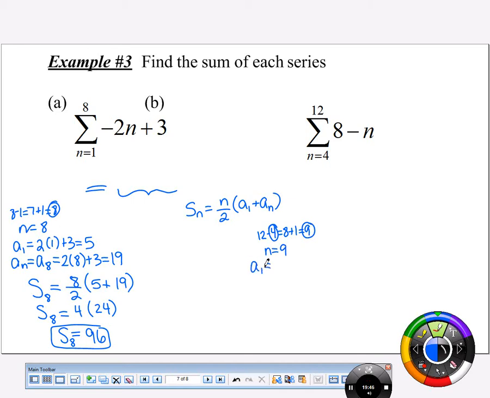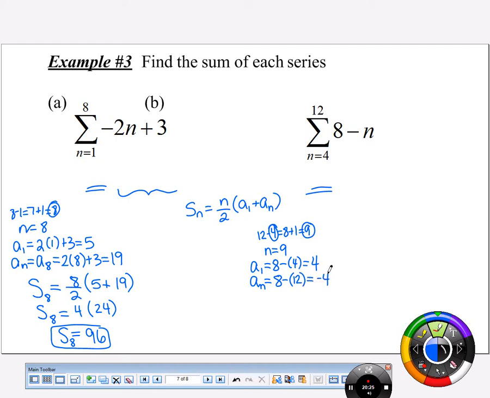The first term in this case, when you look at the directions right here on the sigma, it says the first thing you're going to do is plug in 4. So we're not going to plug in 1 to find out what the first term is. We're actually going to plug in 4. So I'm going to take my rule and plug in 4. 8 minus 4 is 4, so my first term is 4. My nth term, or in this case it will be my 9th term, but notice the number on top of the sigma is what we get by plugging in 12. So we're going to take our formula and plug in 12. 8 minus 12 is negative 4.